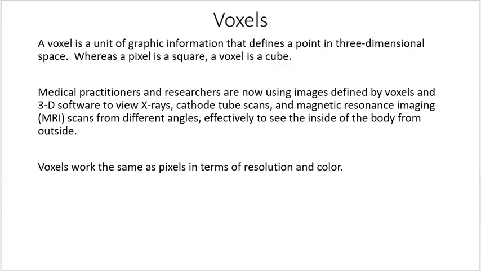Voxels. A voxel is the unit of graphical information that defines a point in 3-dimensional space. Whereas a pixel is a square, a voxel is a cube. So voxels are used when we're talking about 3D imaging. If the image is 2-dimensional, or 2D, we're talking about pixels. Once it becomes 3D, now we're talking about voxels.